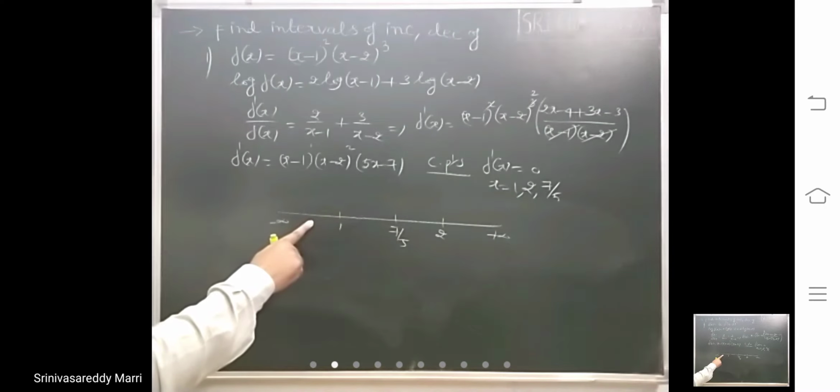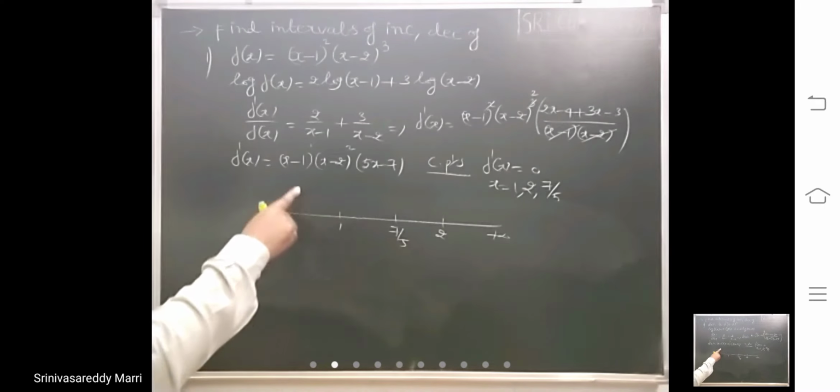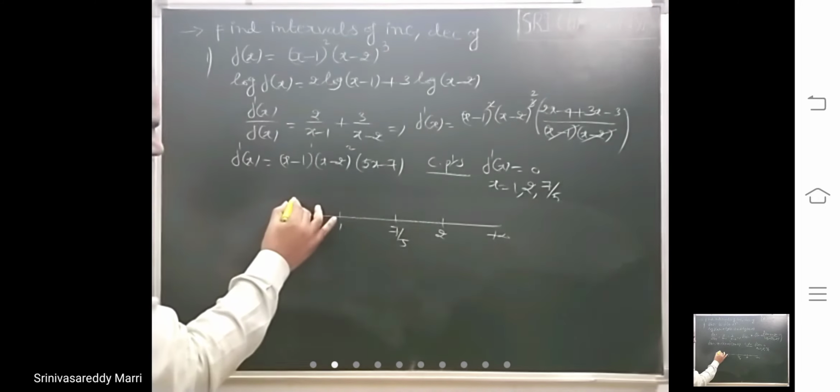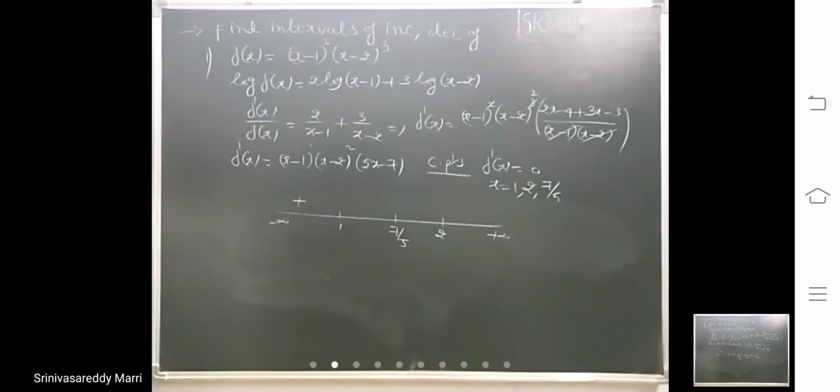So here you give the sign 0, you substitute. This is negative, this is positive, this is negative. Completely you will get positive here. Right? Completely you will get positive.